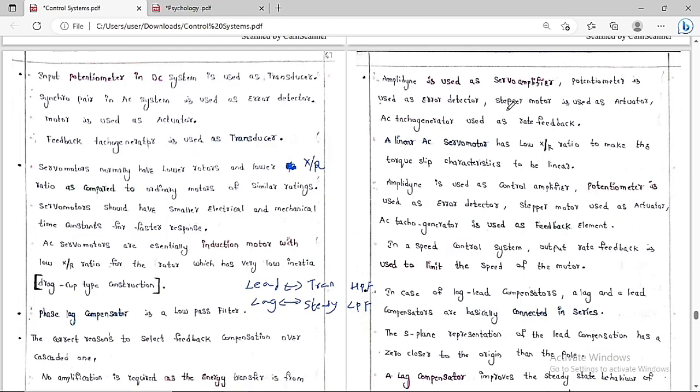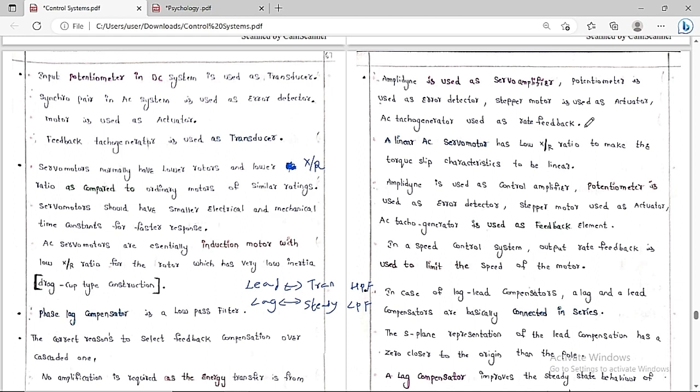Now the next point is, amplidyne is used as the servo amplifier, whereas the potentiometer is used as the error detector, whereas the stepper motor is used as the actuator, whereas the AC tacho generator is used as the rate feedback. So listen carefully. Amplidyne is basically used as the servo amplifier. Potentiometer is used as the error detector. It is also used as the transducer. I've already told you. But in a specific application, it can also be used as the error detector.